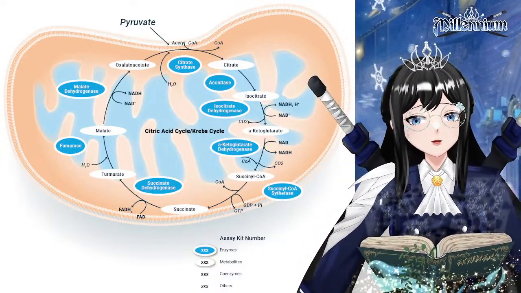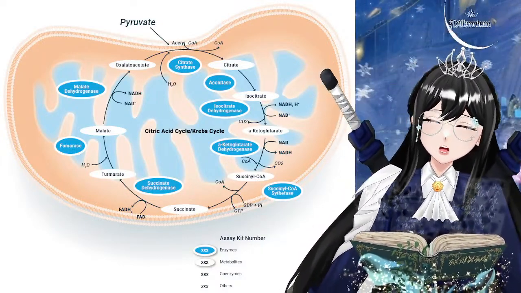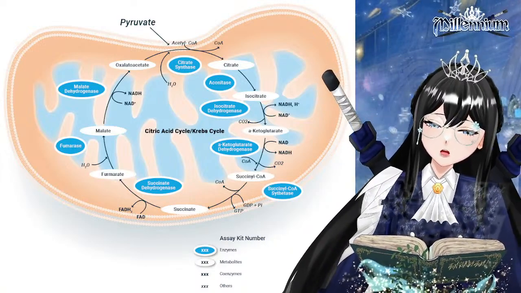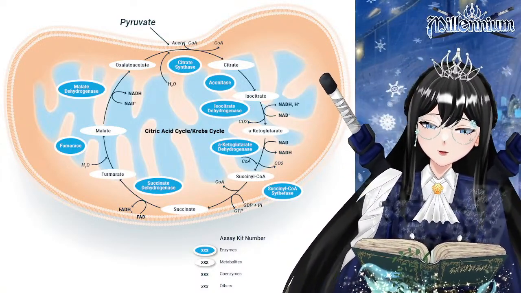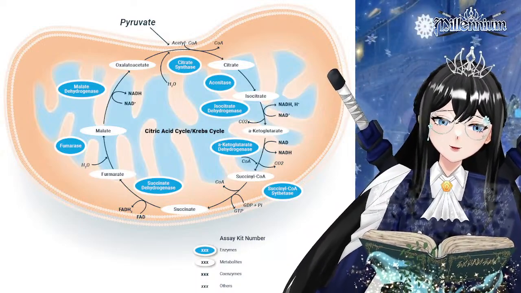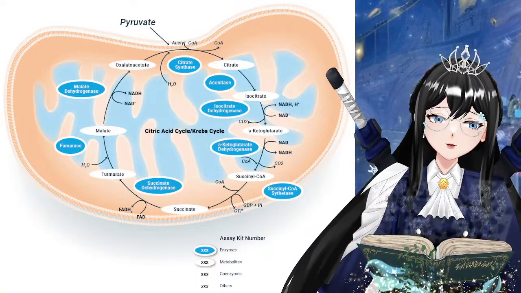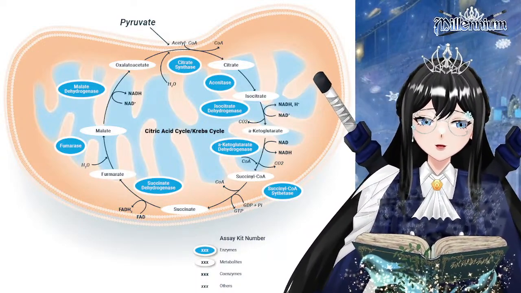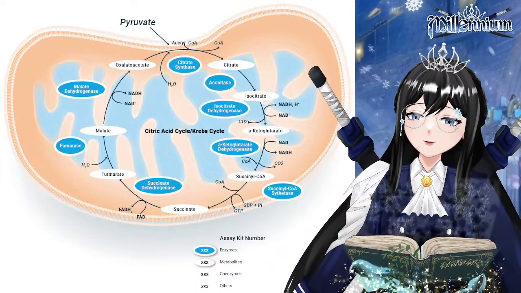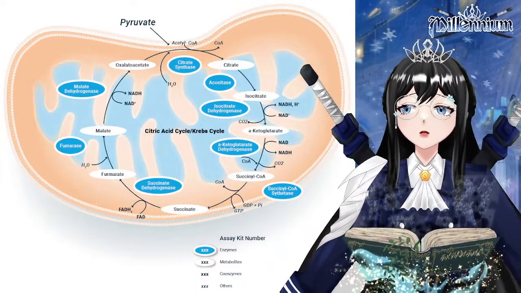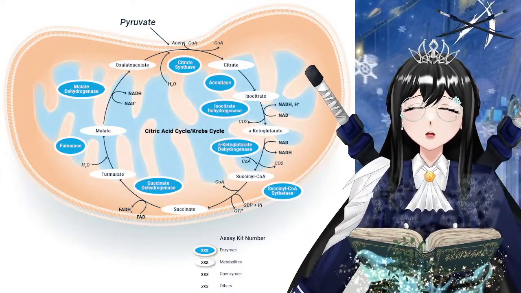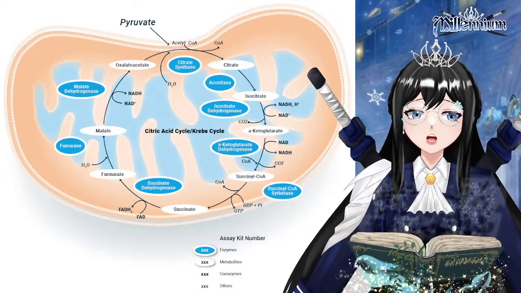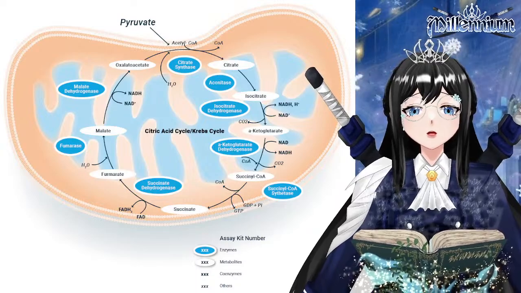Today we're going to talk a little bit regarding the TCA cycle, okay? For the TCA cycle, you have a couple of carbon oxidation states first. These carbon oxidation states change across functional groups such as alcohol, aldehyde, and carboxylic acid.